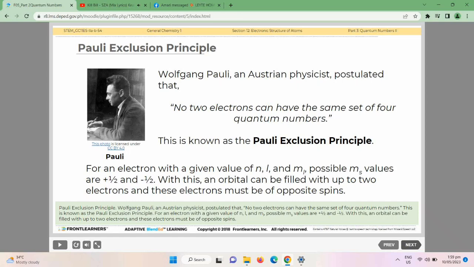Wolfgang Pauli, an Austrian physicist, postulated that no two electrons can have the same set of four quantum numbers. This is known as the Pauli exclusion principle. For an electron with a given value of principal quantum number, angular momentum number, and magnetic quantum number, possible electron spin quantum number values are positive 1/2 and negative 1/2. With this, an orbital can be filled with up to two electrons, and these electrons must be of opposite spins.